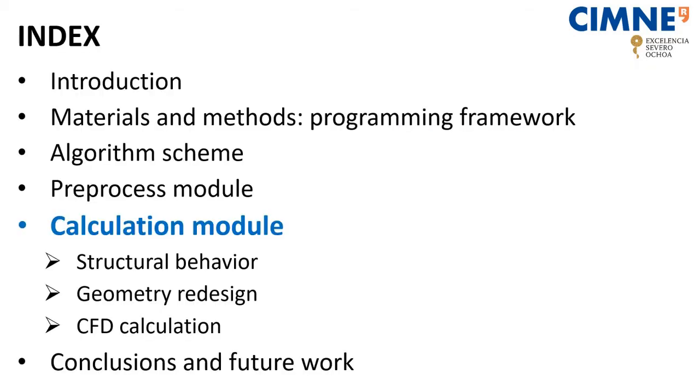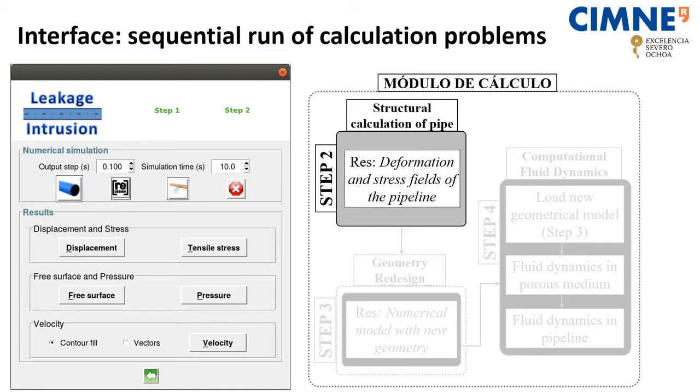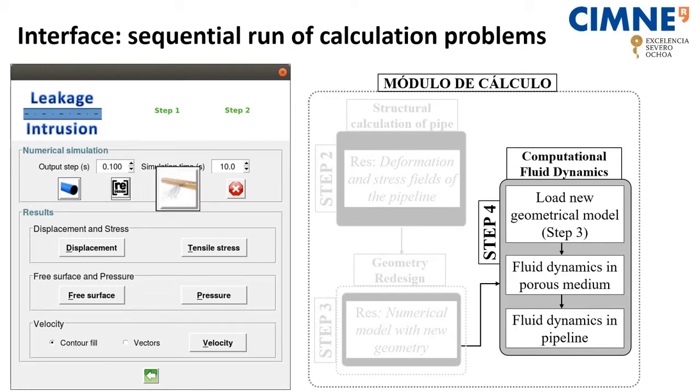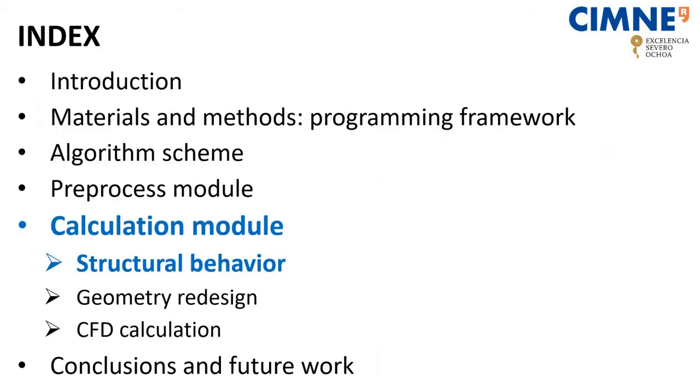Now we are going to present the main aspects of the calculation module and the most relevant results obtained in each section. Through this window, we can run step by step the different subprocesses of this module: the structural analysis, the geometry redesign, and the computational fluid dynamics package. We will show some of the most relevant details of each block, starting with the structural analysis.